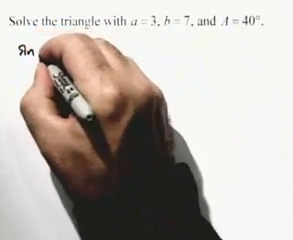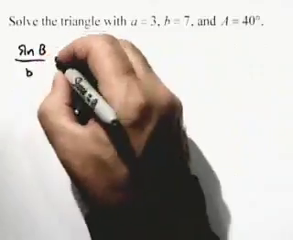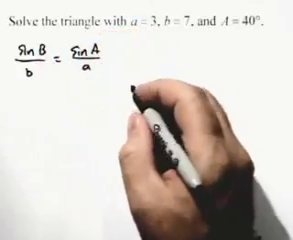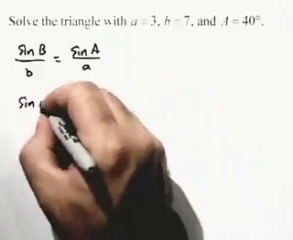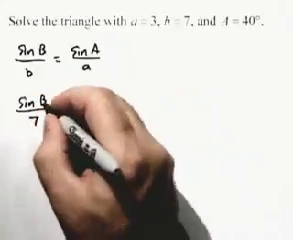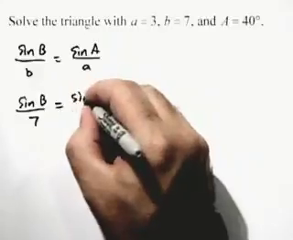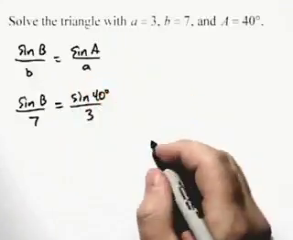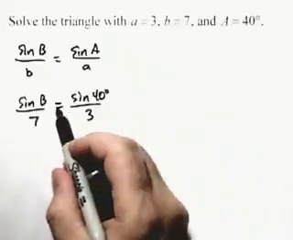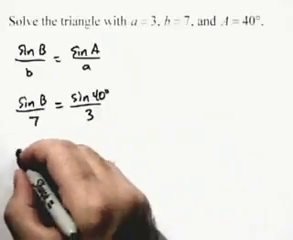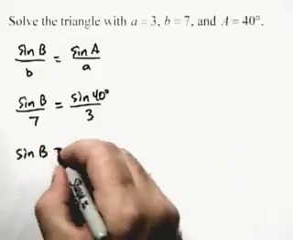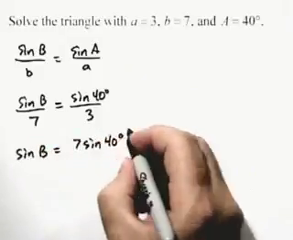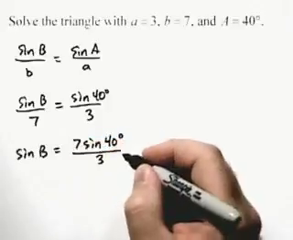We'll have the sine of B divided by b is equal to the sine of angle A divided by a. So the sine of angle B divided by 7 is equal to the sine of 40 degrees divided by 3. I'm going to isolate sine B by multiplying both sides by 7. So the sine of angle B is equal to 7 times the sine of 40 degrees divided by 3.